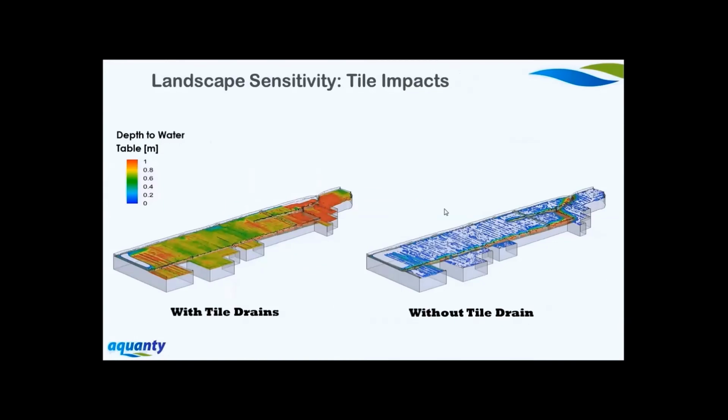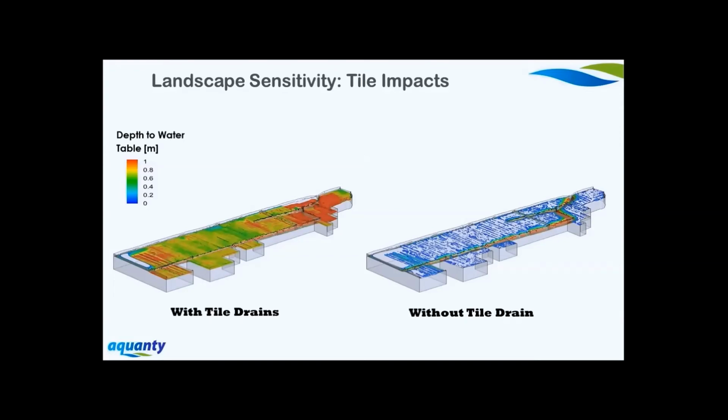Once we have a model like that built and calibrated, here's an example of what we can use it for. We looked at landscape sensitivity. With tile drains, you can see under an average steady state condition, the depth of the water table roughly matches topography, and it's influenced by the depth of the tile drains. So the tile drains control water table position.